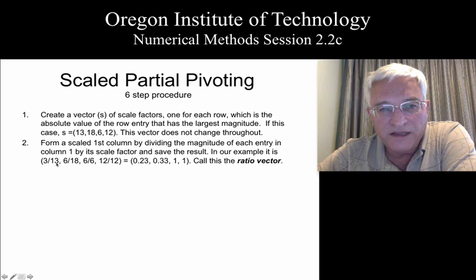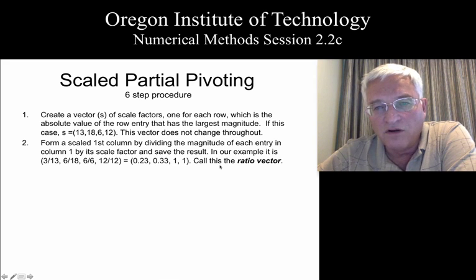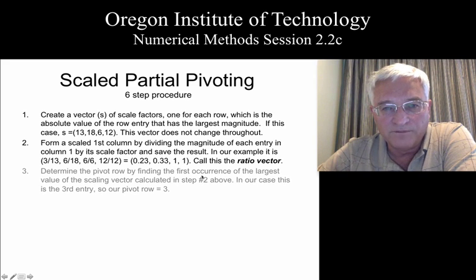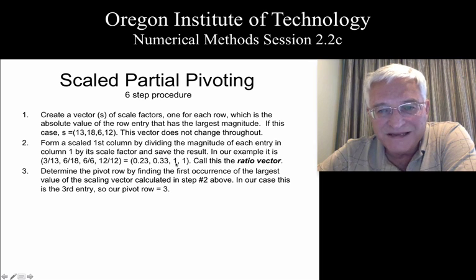Well, we pulled 3, 6, 6, and 12 from the first column, and we will divide those values by the appropriate S entry: 13, 18, 6, and 12. Once we take those ratios and store them, instead of looking at the values in the columns themselves, we're going to look at the maximum scaled values. And we're going to call this the ratio vector. Once we determine which is the biggest scaled value, that will be the row that we will use to swap.